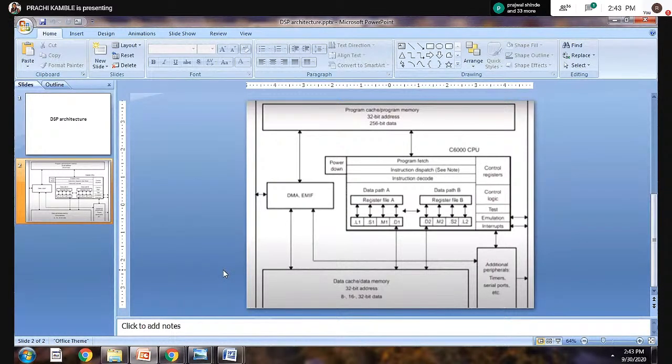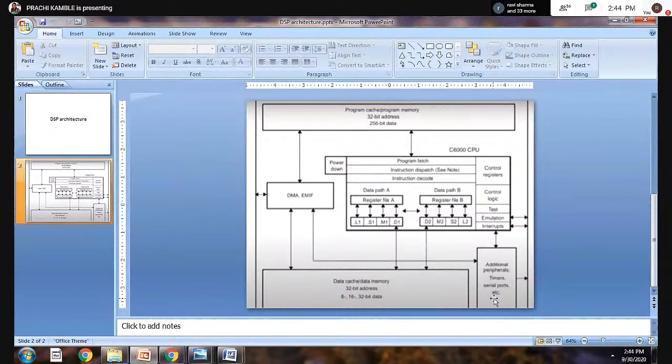Okay, so today what you have to do is draw this diagram very neatly and cleanly, and explain each and every block very clearly. Start with the CPU first, then explain the second unit, the program and data memory. The third unit is the DMA, the fourth unit is its additional peripherals, and the last one is its features.